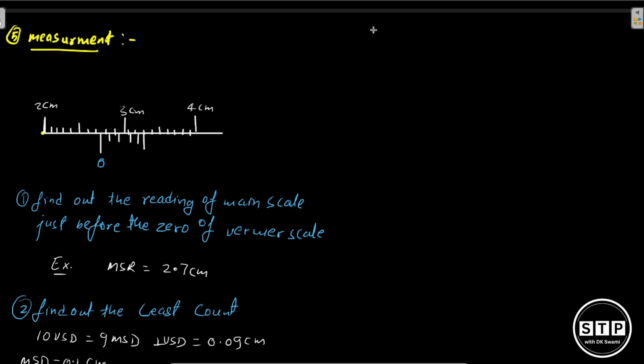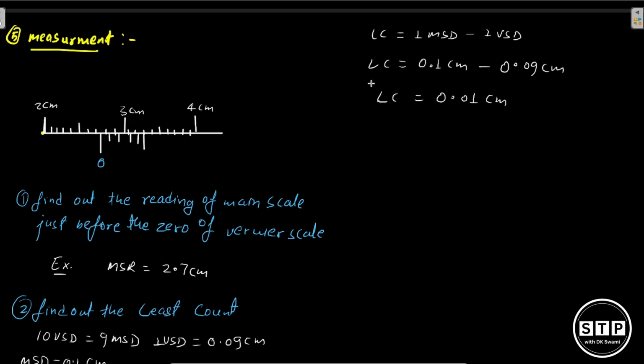Now, what is the least count formula? That is 1 MSD minus 1 VSD, so that is 0.1 centimeter minus 0.09 centimeter. So LC will be 0.01 centimeter. This is in general the LC for the Vernier caliper generally used in the lab. You can even memorize this as the least count for the Vernier caliper. So in this example the least count is this one.